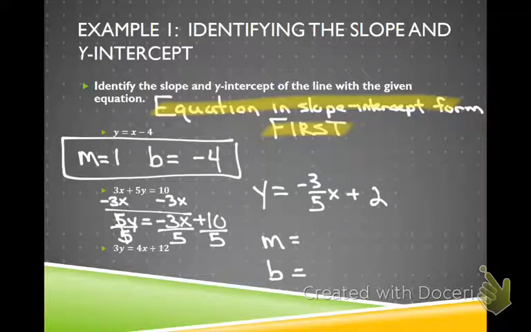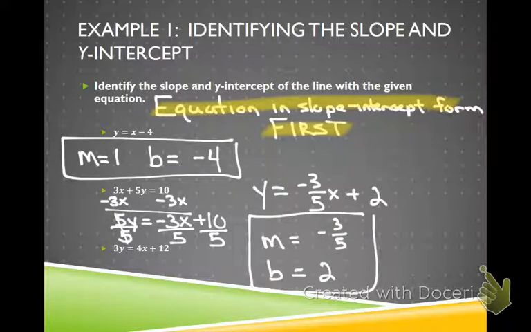Don't say it out loud. Go ahead and write it on your paper. All right, so what's m going to be? Negative 3 over 5. And then what's b going to be? 2. And that's all they're asking you to do, just say what m is and what b is. All right, any questions on that one?